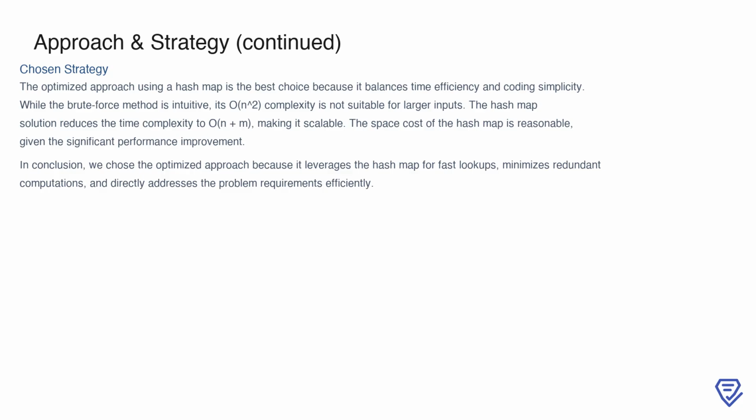While the brute force method is easy to understand, its O(n squared) time complexity makes it impractical for larger input sizes. In contrast, the hash map solution reduces the time complexity to O(n + m), making it far more efficient and suitable for scalability. The additional space required for the hash map is a reasonable trade-off given the significant improvement in performance.